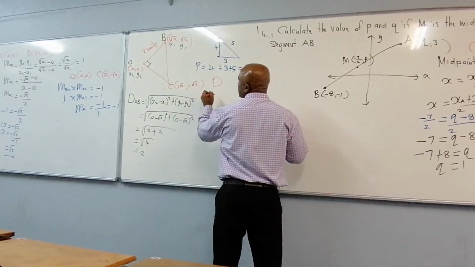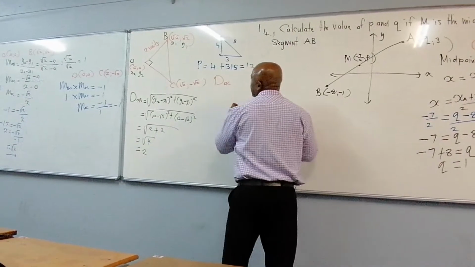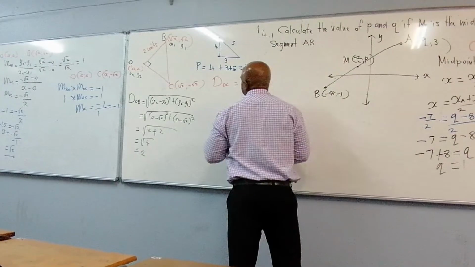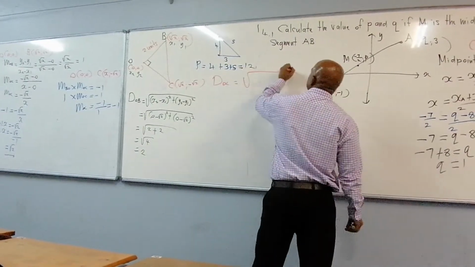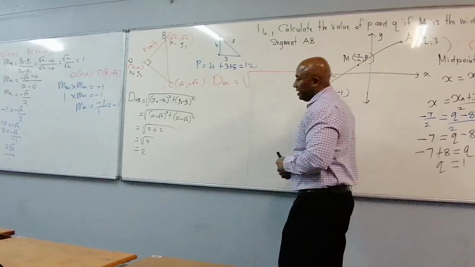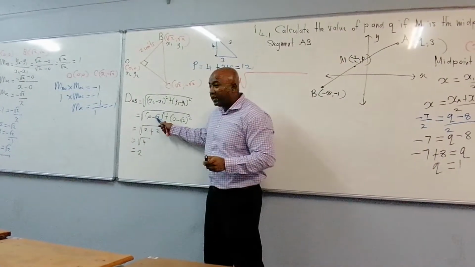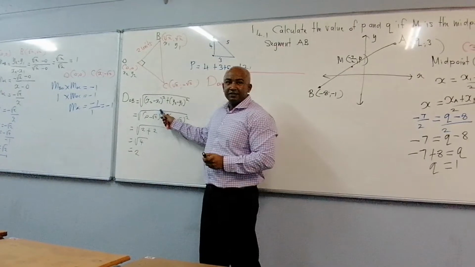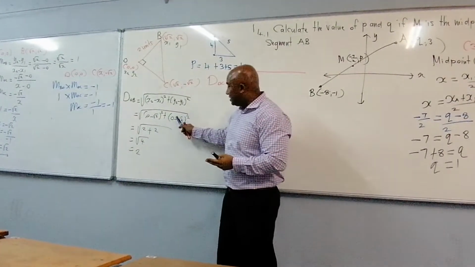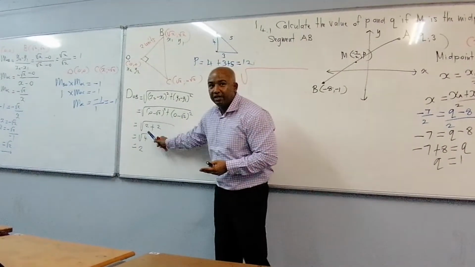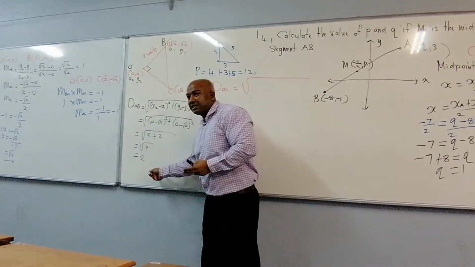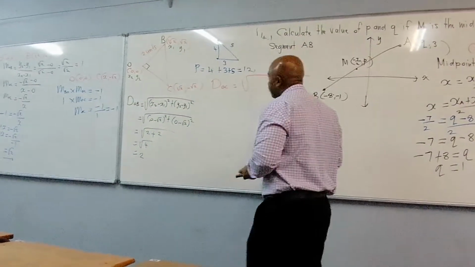The distance from O to C. When you square, the square root of 2 squared is what? It's 2. The square root of 2 squared is 2. Even if it's a negative, the negative squared will still be positive. So 2 plus 2 will give you 4. The square root of 4 is 2.